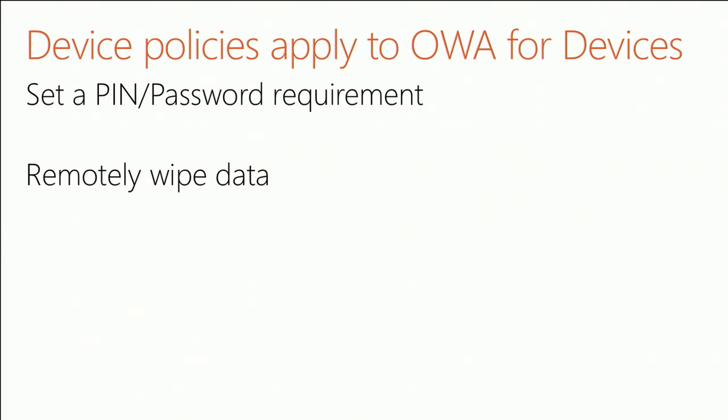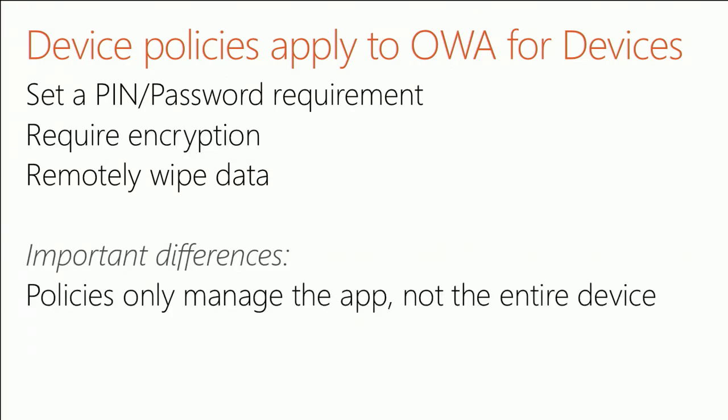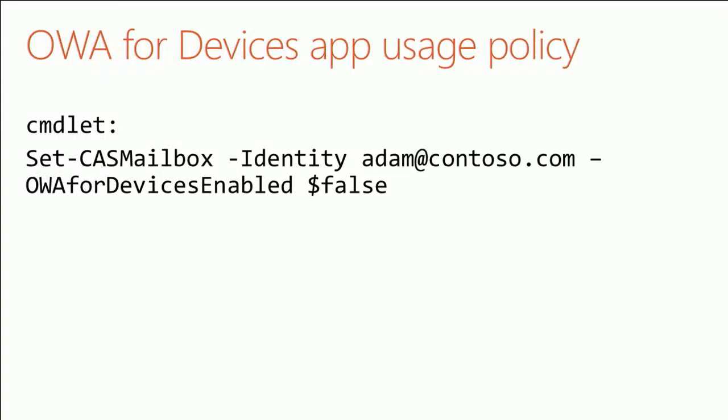And then we also have policies that you can set on managing the mobile device. The important distinction being we are managing the OWA for Devices app. We're not managing the entire device. So the ability to just wipe the device will require encryption of the data that we provide using the encryption provided by the local device. And here's how you do that.